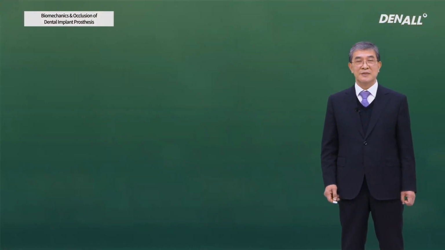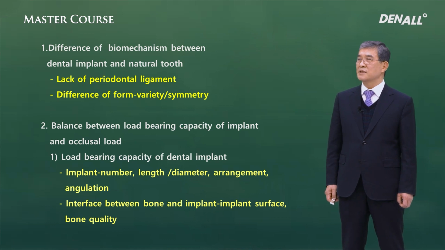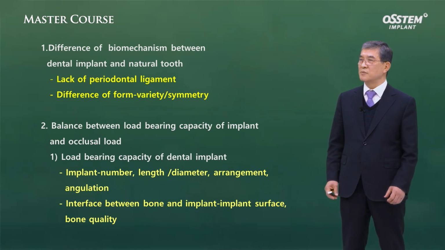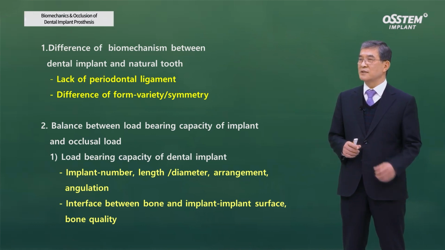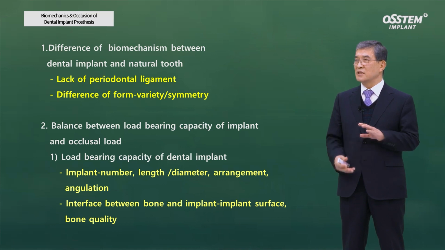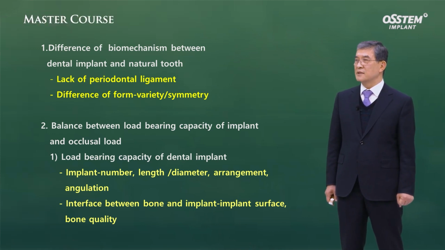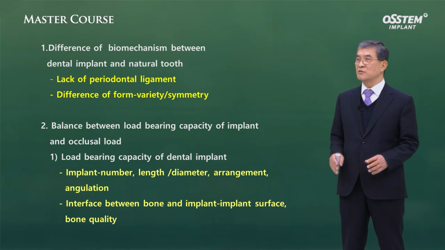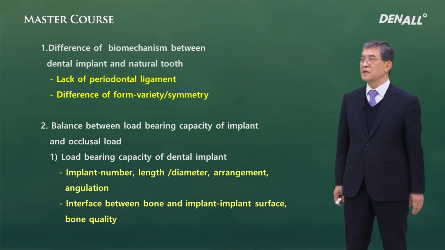Let me summarize my lecture. First, I've talked about the difference of biomechanics between dental implant and natural tooth. The biggest one is the lack of periodontal ligament, so there is no shock absorbing mechanism. In the case of natural tooth, depending on anterior tooth or posterior tooth, there are different shapes, but as for the implant, it's just round and the diameter can be wider and length may be longer. There is a little deviation. Implant is in many ways more unfavorable than natural tooth, so we need to protect the implant using different methods. Reaching a balance in implant prosthesis is quite important.